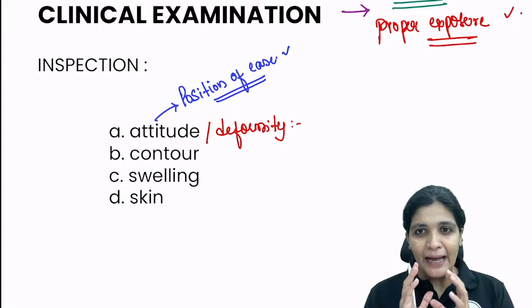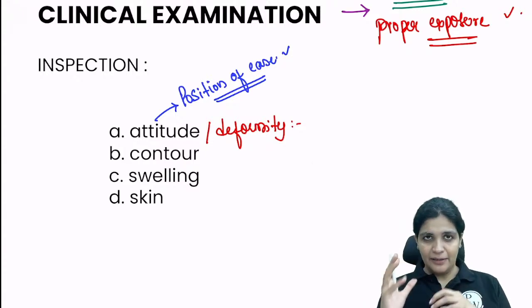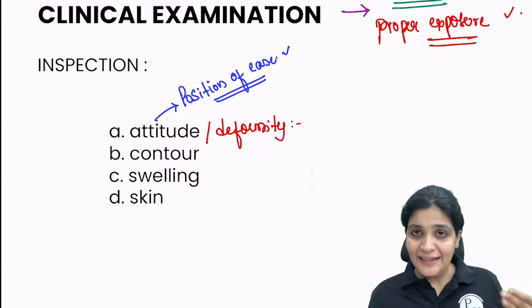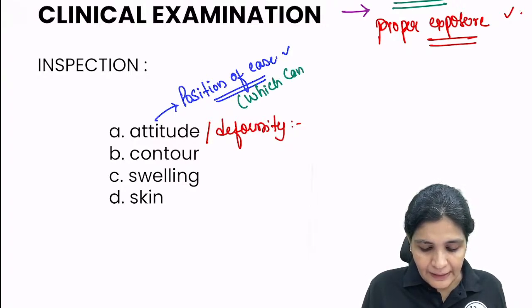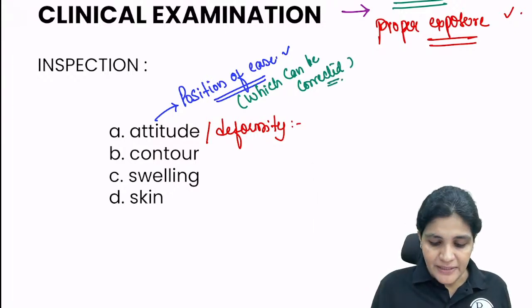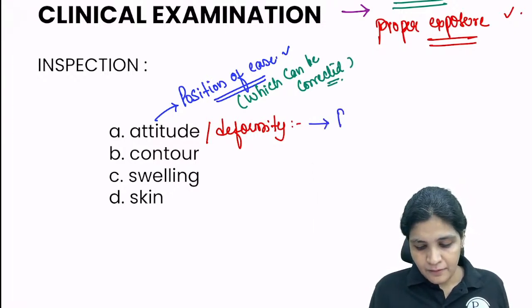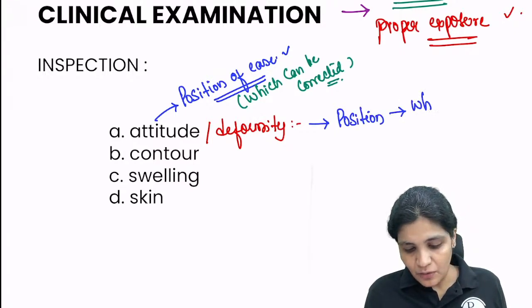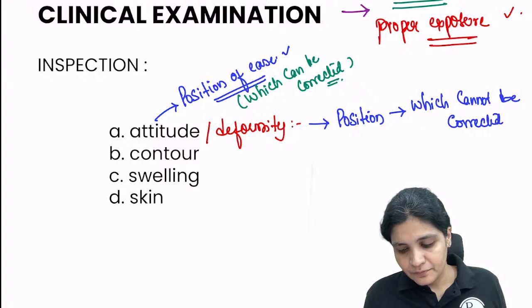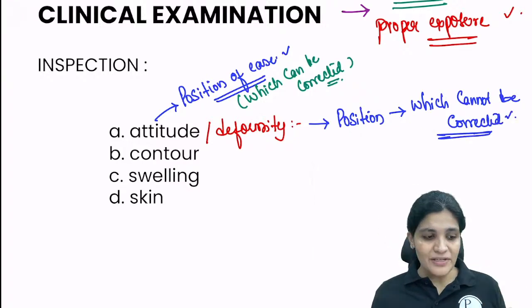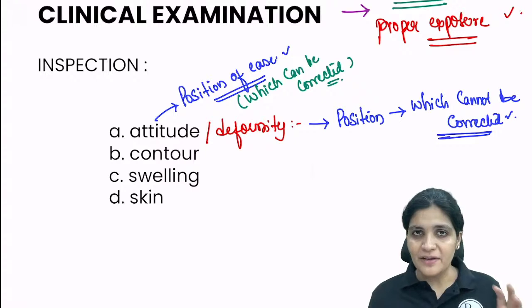So this is a very good statement, position of ease, but you have to add something else which will impress the examiner. So, which can be corrected. But what is a deformity? This is another type of position which cannot be corrected by the patient, and it always requires a surgical correction. Deformity always requires surgical correction.